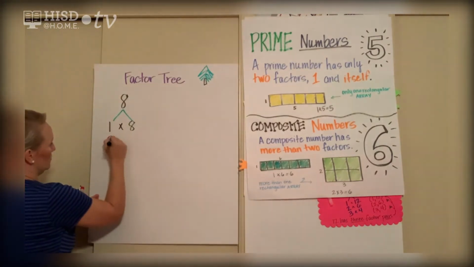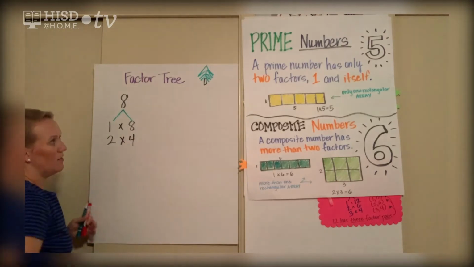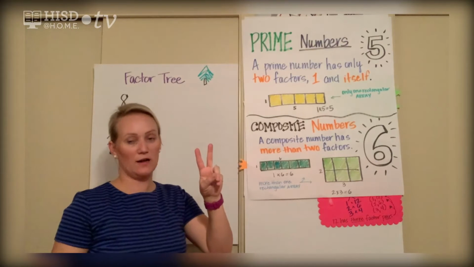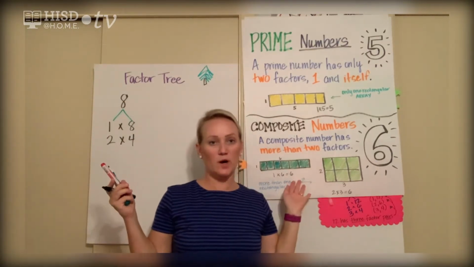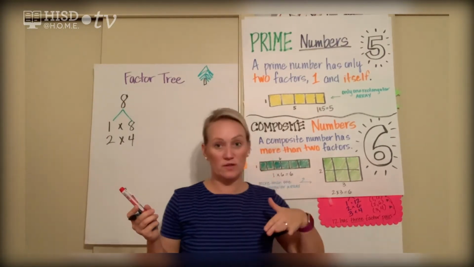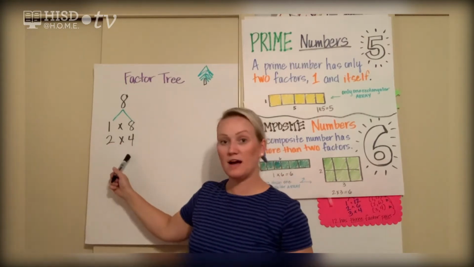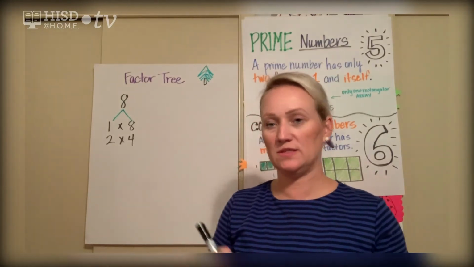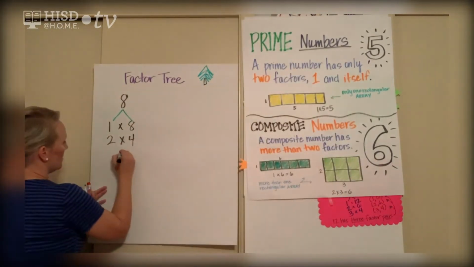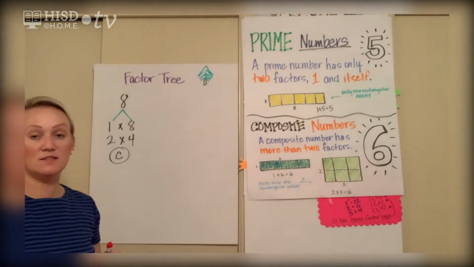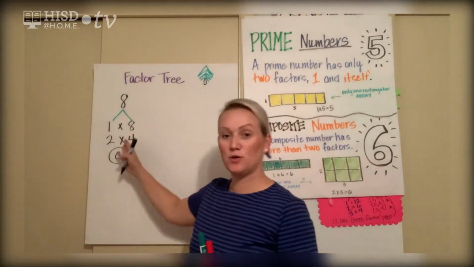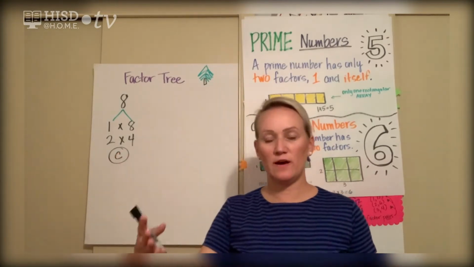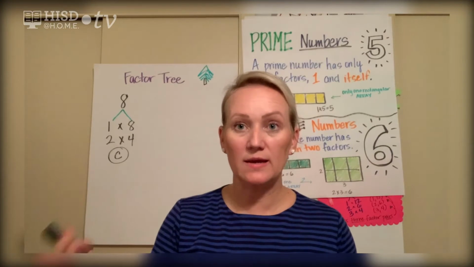2 times 4. There we go. And if you remember, a prime number has only 2 factors, 1 times itself. A composite number has more than 2 factors. So anytime you reach that second level, anytime there's something in addition to 1 times itself, it's automatically composite. And I just put a C because that stands for composite. So back to our example. Anytime I find out that it's composite, just label it C. And when we find out that it's going to be prime, we'll just label it P. It's real easy.